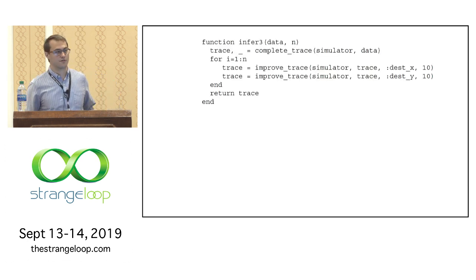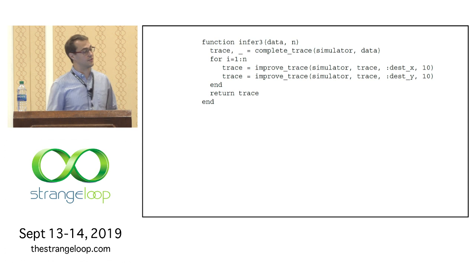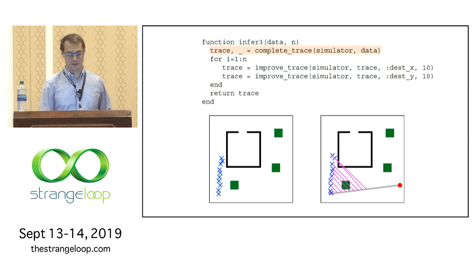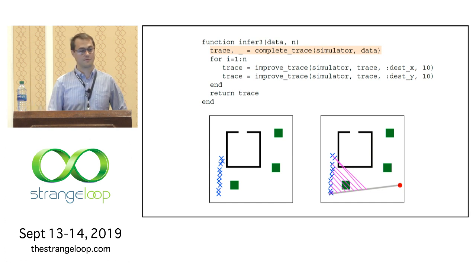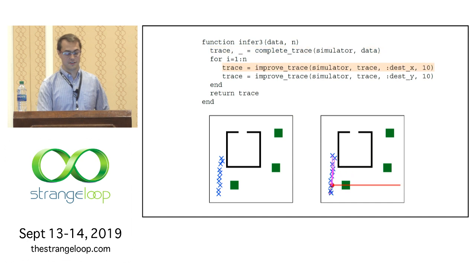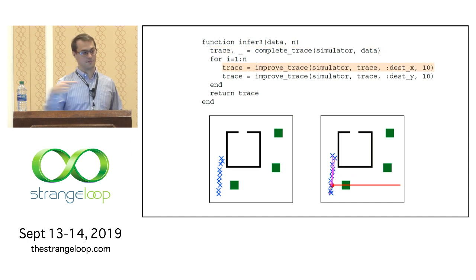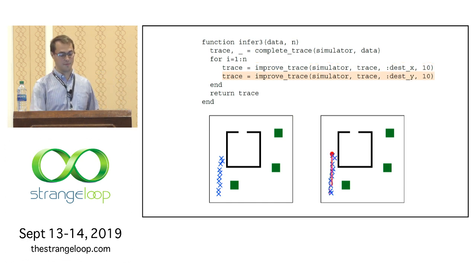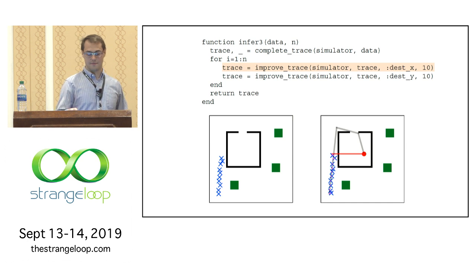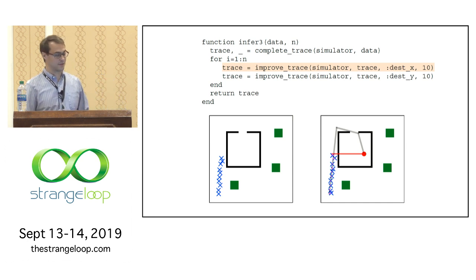So we can use this improved trace construct to write a third inference procedure. And this one's pretty different from the other one. This one starts with basically a random world, a world that doesn't make much sense, returned by a complete trace. And then it iteratively improves the x and y coordinates of the destination. So first, we're going to move the x-coordinate left. That makes the world a little better. Then we're going to move the y-coordinate up. And now we basically have decent explanations.